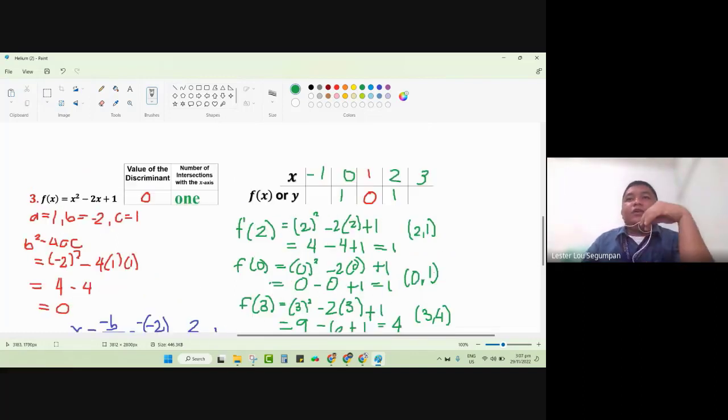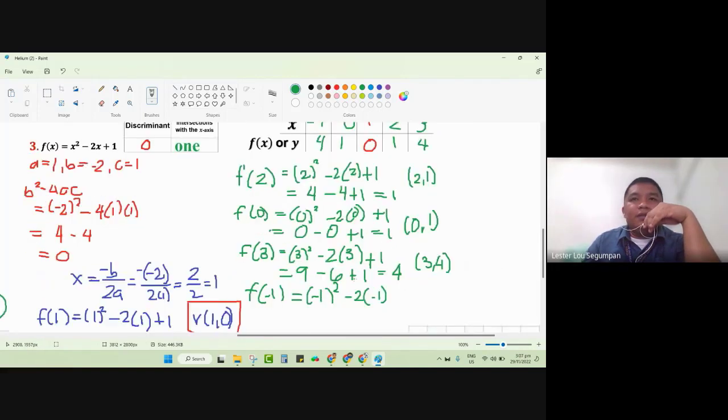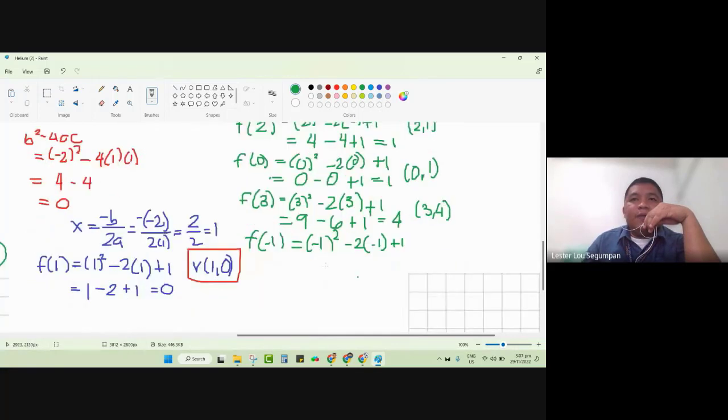3 and 4. So it should be 4 here. So we are also hoping for this. Let's verify it further. F of negative 1, be careful with the sign: negative 1 squared minus 2 times negative 1. Please consider always the given. And then you have here plus 1. Negative 1 squared is positive 1. We have negative 2 times negative 1, plus 2. And you have here plus 1, which still gives you 4. So the last point is at negative 1 and 4.